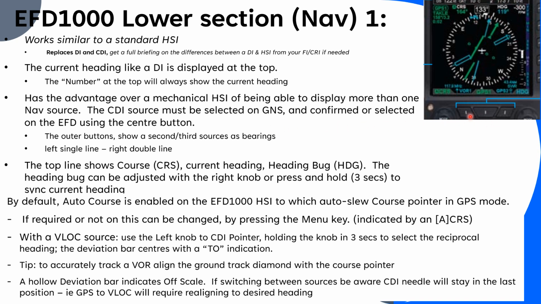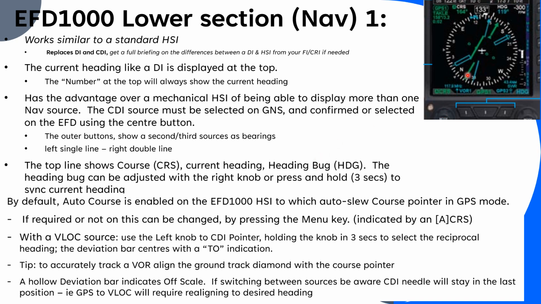The outer buttons show bearings too. So in this case, I have a VOR, and there's a single line indicated here. So this single line here is showing the bearing to that VOR. This one here is always a double line, as you can see. Just to note again, the GPS, unlike the Garmin, is shown in green. The main CDI is always green, regardless of it being a GPS or a radio, a VLOC.